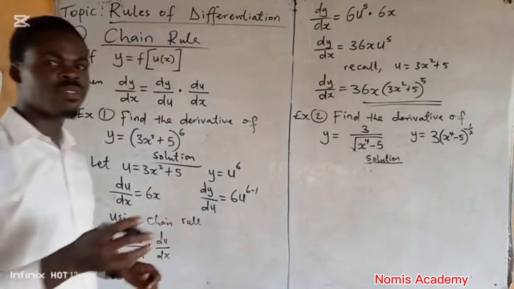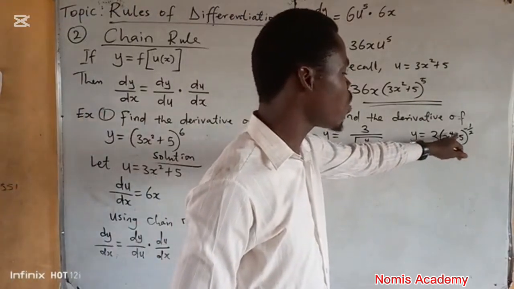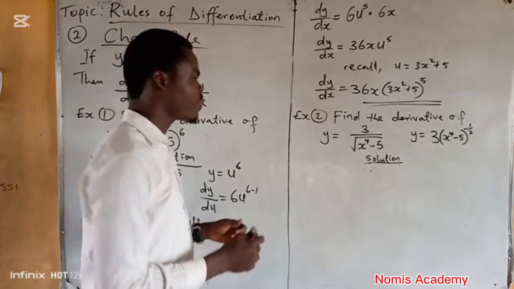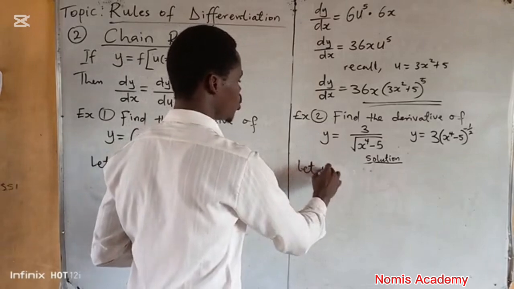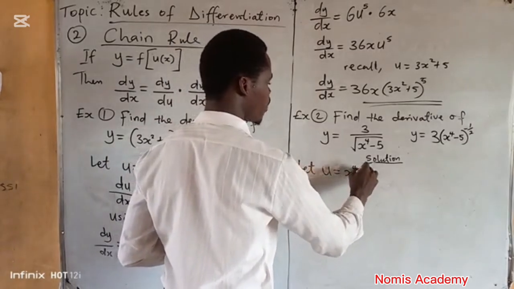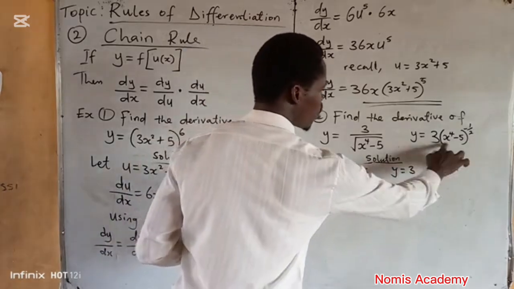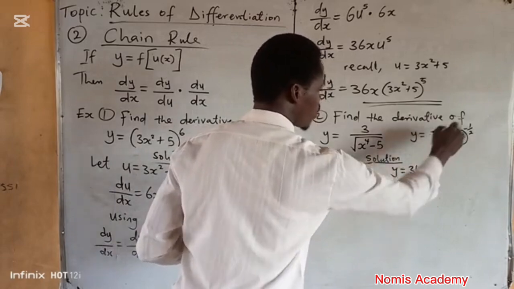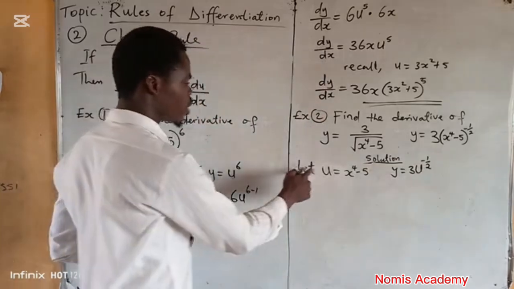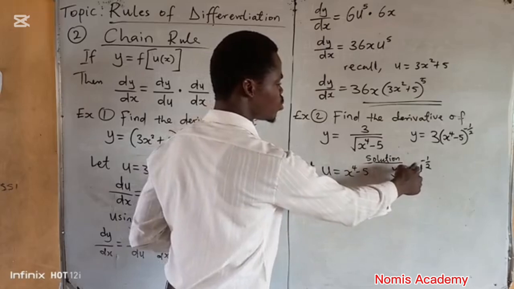Now we are going to identify the inner function, which is u. So let u equal to x raised to the power of 4 minus 5. Then y becomes 3 times u raised to the power of minus 1 over 2. I'm going to differentiate u with respect to x and then differentiate y with respect to u.